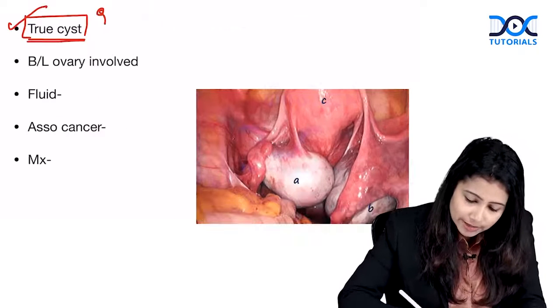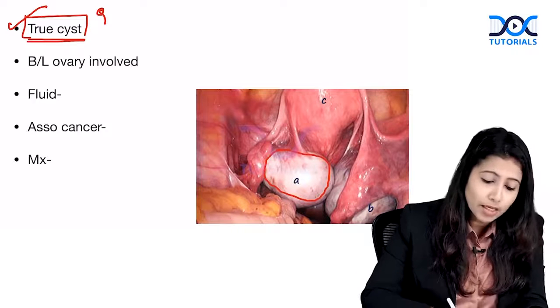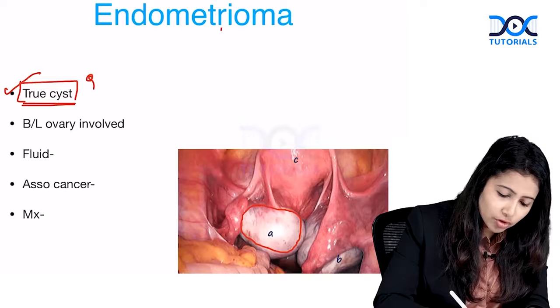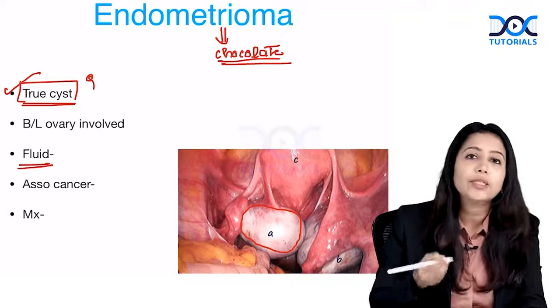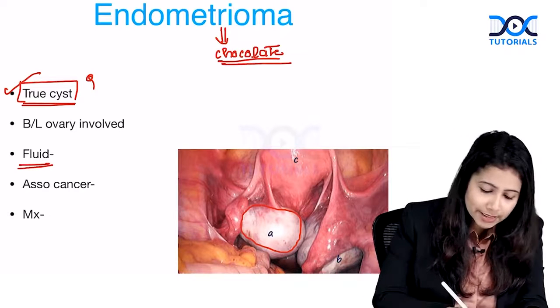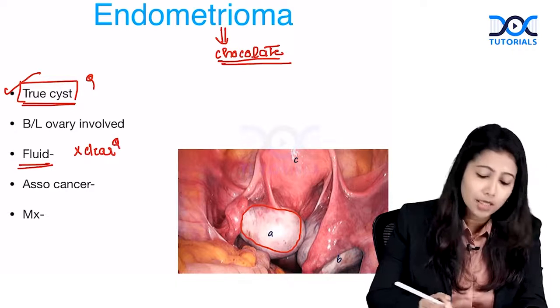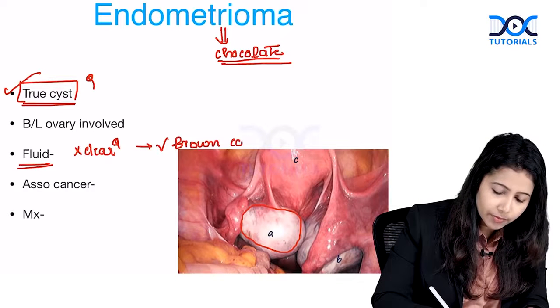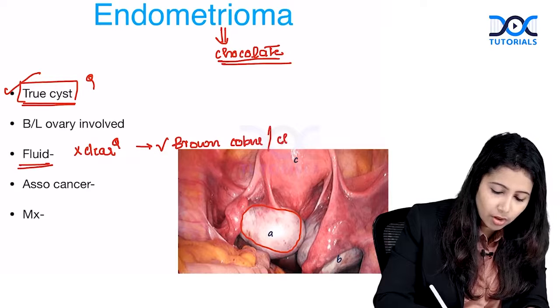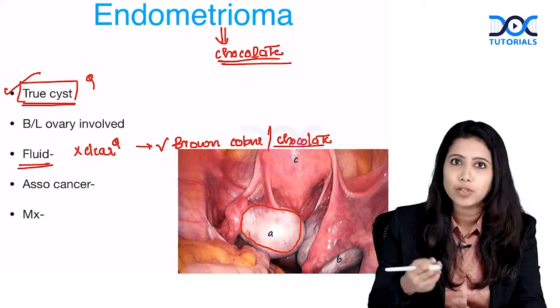As you can see in this diagram, this is an endometrioma, and the endometrioma is also known as a chocolate cyst. So, what is the fluid that can be drained from an endometrioma? Is it a clear fluid? No. The fluid is not clear, but a brown colored fluid. Brown or chocolate colored fluid is seen once we drain this endometrioma.